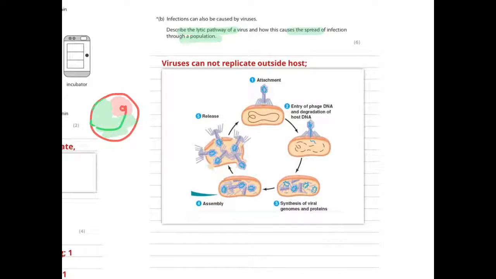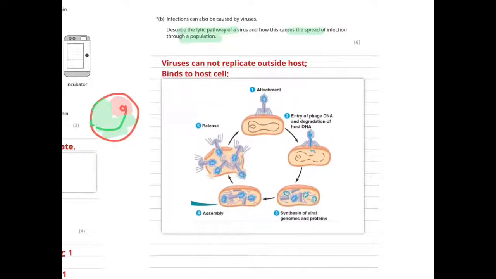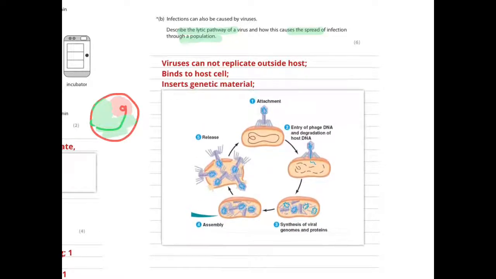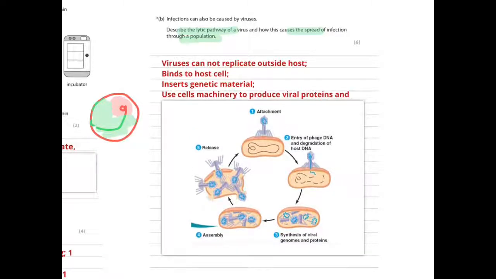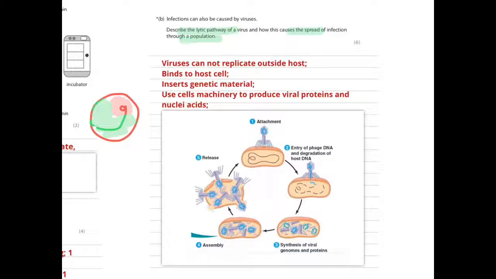Viruses cannot replicate outside a host. So the idea is that's why they're not alive. We don't class them as a living thing. They require a host cell for replication or reproduction. They bind to a host cell, as I've shown you here. They insert their genetic material. They use the cell's machinery to produce viral proteins and nucleic acids. So that's the posh way of saying parts of the virus. So viral proteins and nucleic acids, in other words, genetic material, nucleic acids like DNA and RNA.